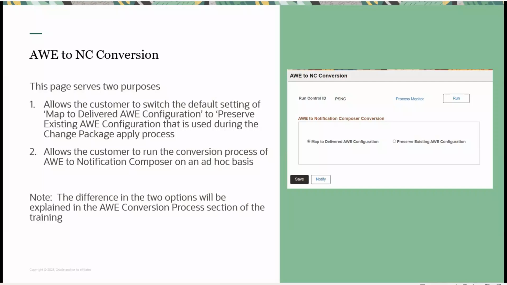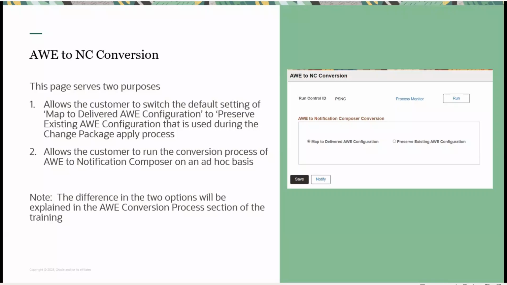The first one is the AWE to Notification Composer conversion. This one I am going to sort of talk about, but it'll be more important when we actually talk about the change assistance steps, as well as the AWE conversion processing in general, that we'll talk about in the next training session. But basically, this page is a run control. It has dual purpose. The customer can come here ad hoc and run the process. And we also use this information, this setup, in Change Assistant.